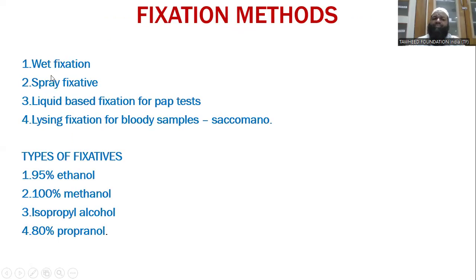So fixation methods. There are different types of fixations. One is wet fixation, second is spray fixative, third is liquid based fixation for pap test, and fourth is lysing fixation for body samples. The types of fixatives we are going to use: one is 95% ethanol, second is 100% methanol, third is isopropyl alcohol, and fourth is 80% propanol. We can use them as fixatives in a laboratory to fix the cells.